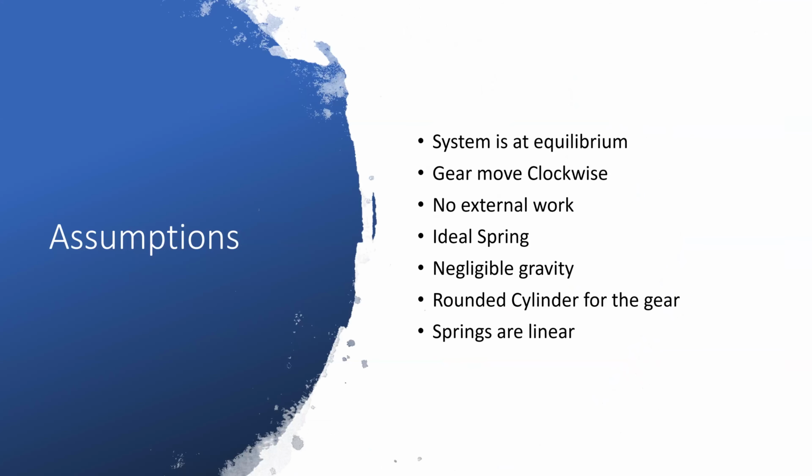So to start out with, my assumptions are that the system is at equilibrium. The gear moves clockwise. There's no external work. It has an ideal spring. We can exclude gravity. It has a rounded cylinder for the gear, and the springs are linear.